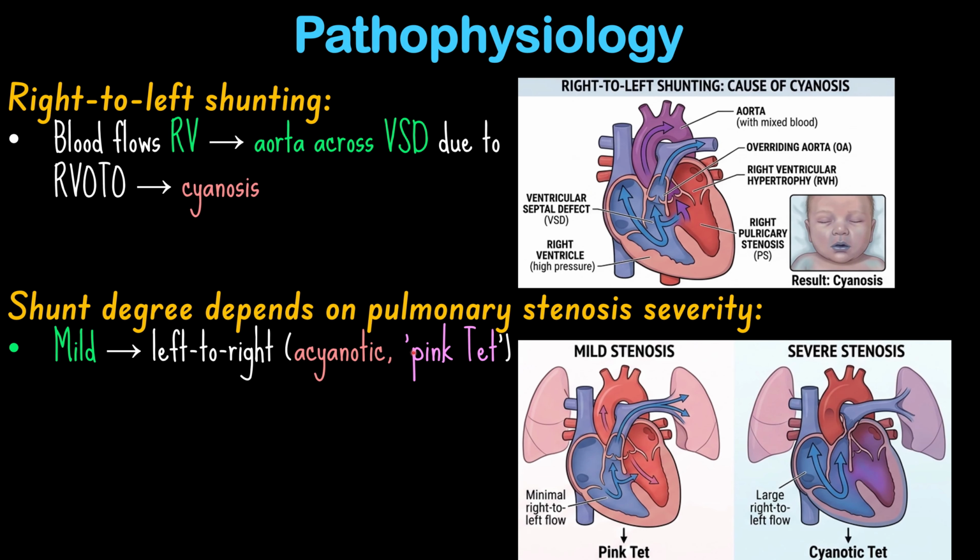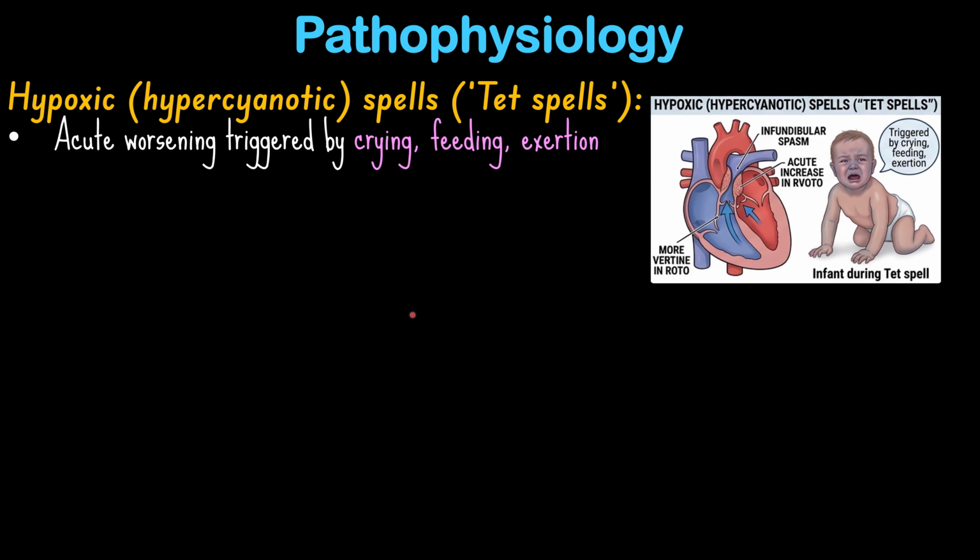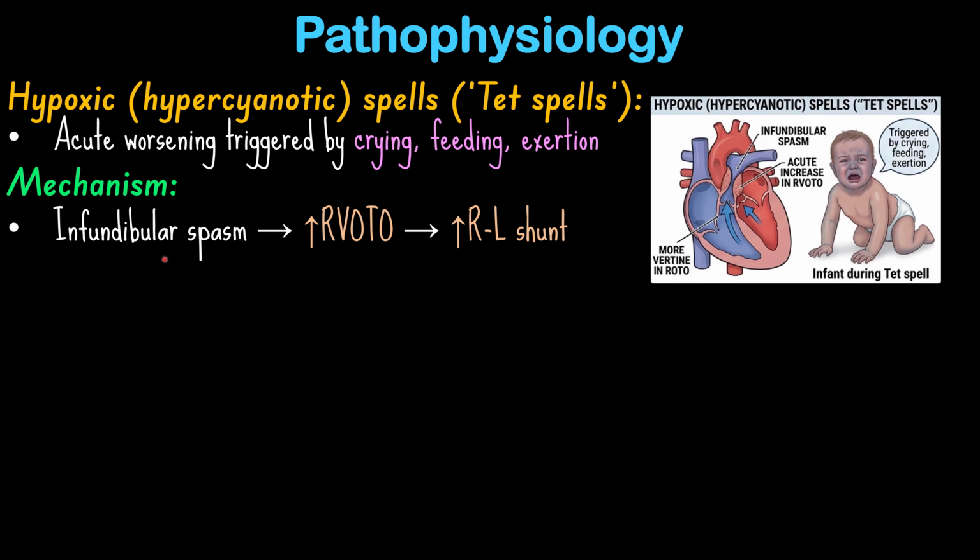If the stenosis is mild, blood may still flow from left to right, resulting in an acyanotic patient, sometimes called pink tet. If the stenosis is severe, blood flows from right to left, causing cyanosis. Hypoxic spells, also called hypercyanotic spells or tet spells, are acute episodes of worsening cyanosis and rapid breathing triggered by crying, feeding, or exertion. The mechanism is infundibular spasm, which increases the obstruction and worsens the right-to-left shunt.